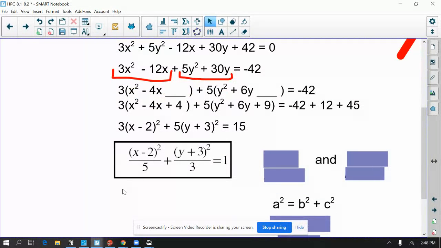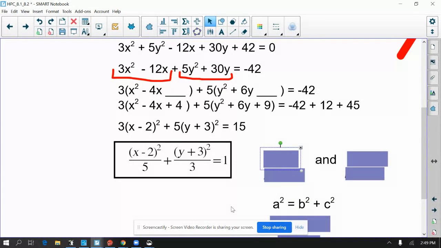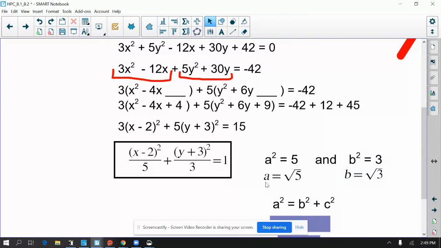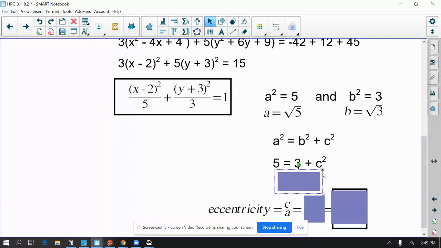So now I can see that this is a horizontal ellipse because the major axis, the a squared, is the 5, which is underneath the x. So that means it went rad 5 to the right, rad 5 to the left. And I have to find the eccentricity. So I have to find C, unfortunately. I know that a squared is 5, so a is rad 5. B is rad 3. And I use this. So a squared is 5, B squared is 3. Solve for C.